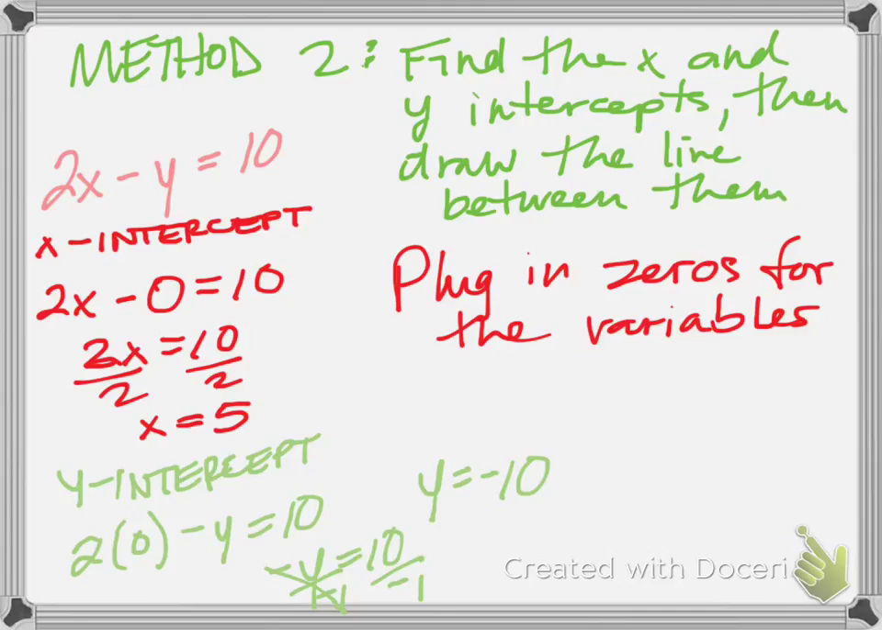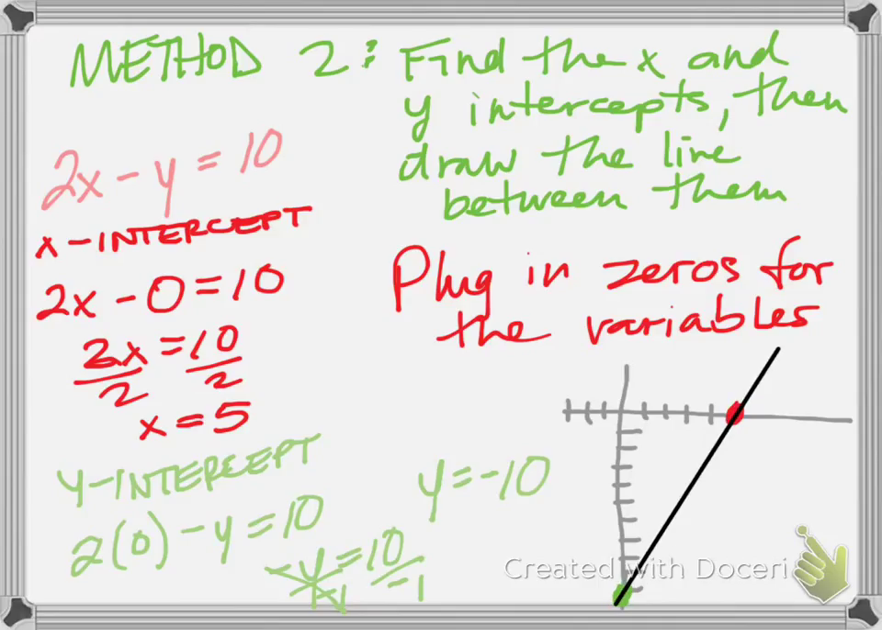Let's get a graph on here. Need the space for the 10. 1, 2, 3, 4, 5, 6, 7, 8, 9, 10. 1, 2, 3, 4, 5 for the x-intercept. So I'm going to use the colors. The y-intercept was negative 10. The x-intercept was positive 5. And you only need 2 points for a line, so once you have those 2 points, put your line through. That should look the same as what your method 1, example 1 looked like.